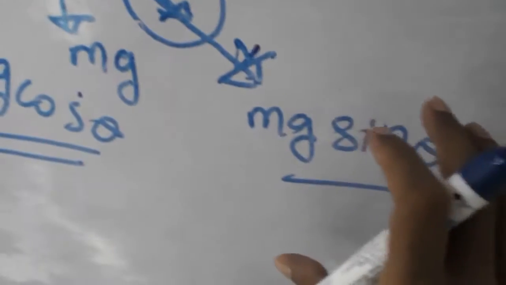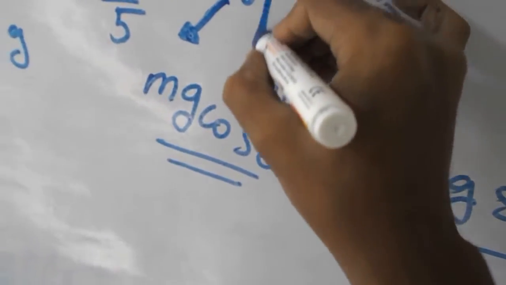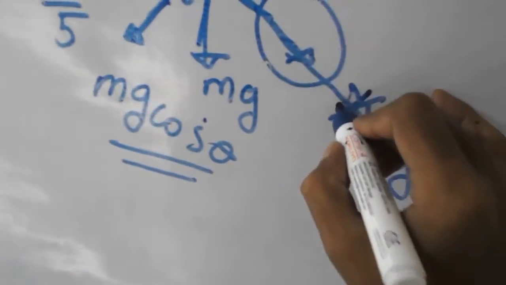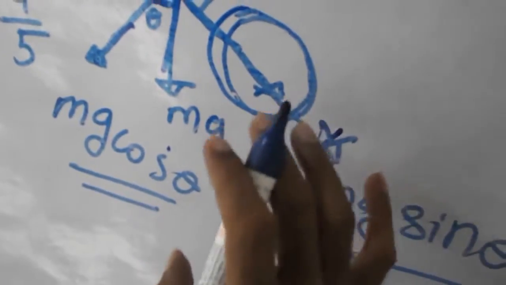So mg sin theta. The component of this force along this axis is mg sin theta. Why did we take this axis? Because the motion is in this direction. This is mg sin theta.